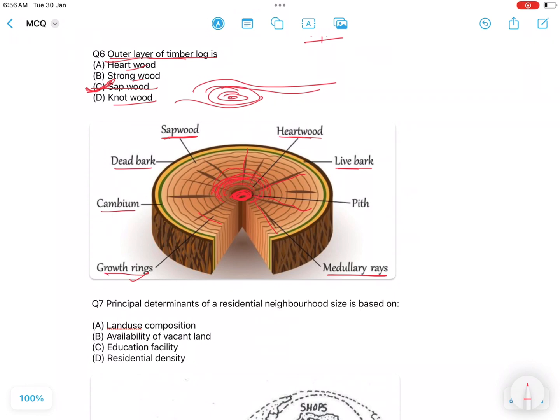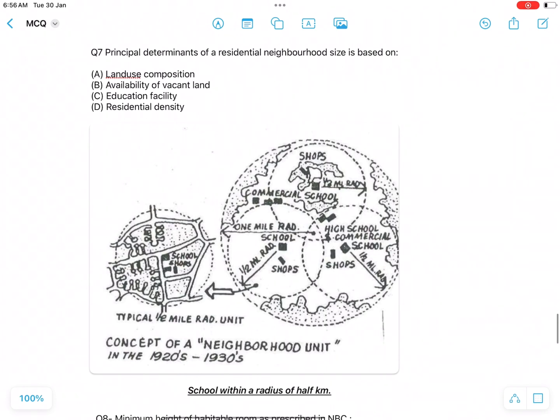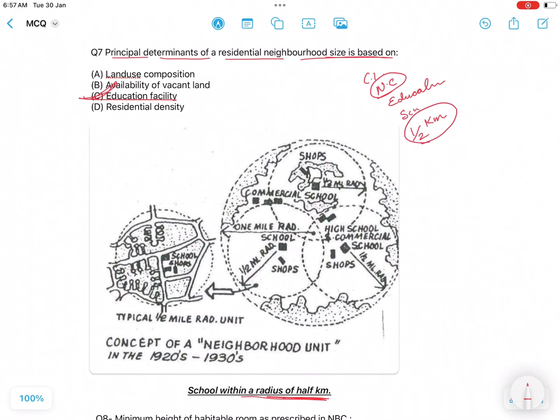Moving on to question number 7. Principal determinant of residential neighborhood size is based on. So it is based on what? Clarence Stein gave the neighborhood concept, and in his neighborhood concept, the main factor to determine neighborhood size was the educational facility or a school. A school should be within a radius of half a kilometer, so that the neighborhood will be at a walkable distance. So the main idea was the education facility. It was the principal determinant of residential neighborhood size.